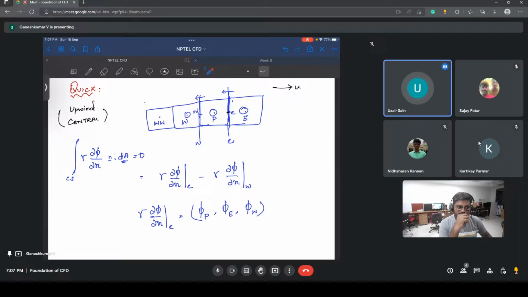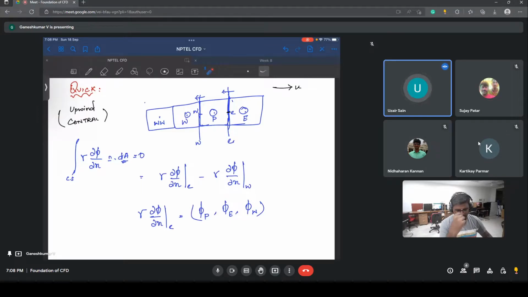Sir, as you said, it's a hybrid scheme, between the upwind and central. And we have to find the functions also, phi p, phi e, and phi w, right? Sir, but there was some range, like a Peclet number from 0 to 10. If it's above 10, then we can consider that the diffusive flux is 0, right?